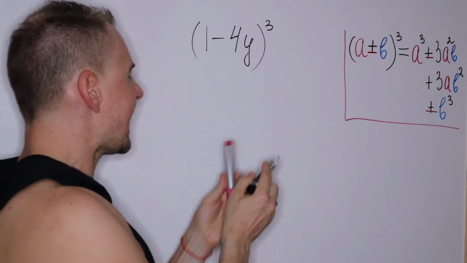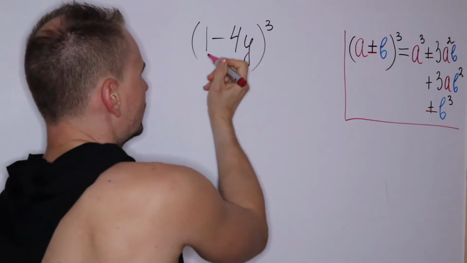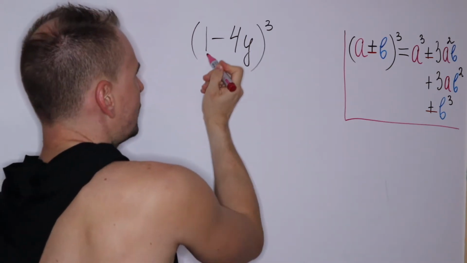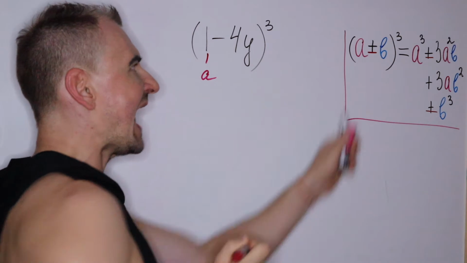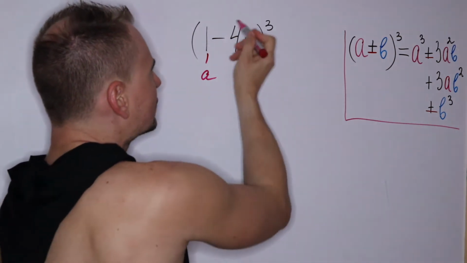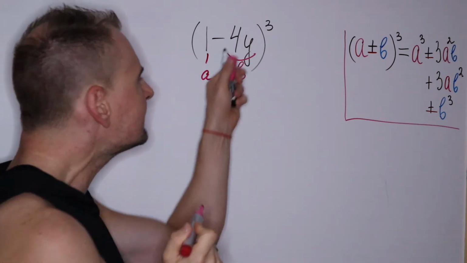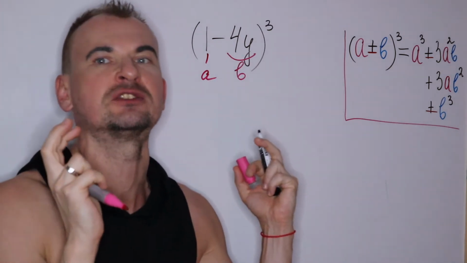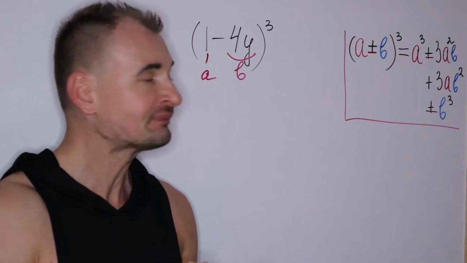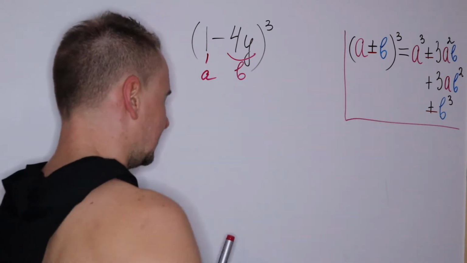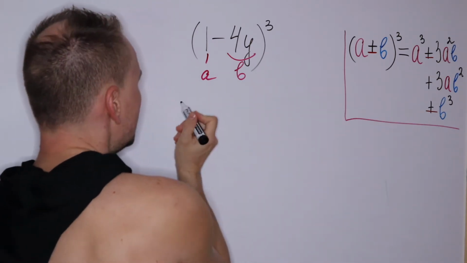Notice that your A is going to be 1, so you can basically match up. So your 1 is A, and your B in this case is going to be the entire 4y. So we need to take into consideration this coefficient 4 in front of y. Now, let's expand it. Let's open up the parentheses.